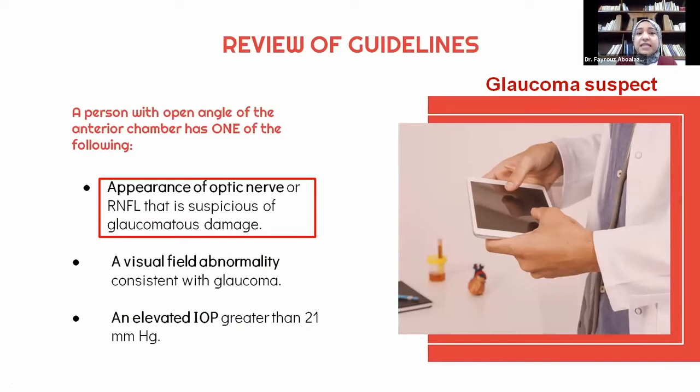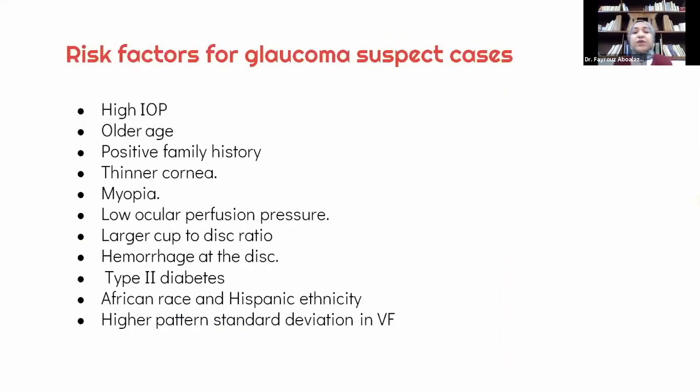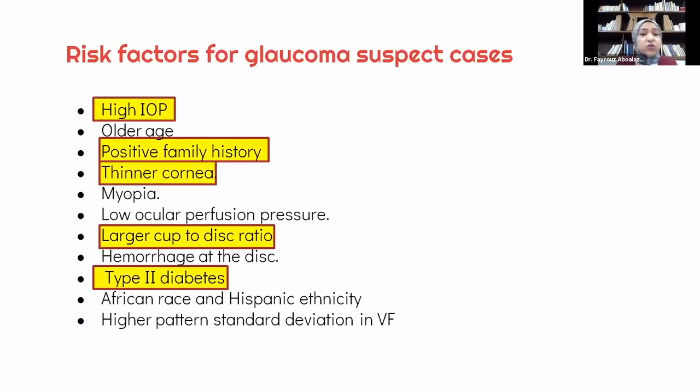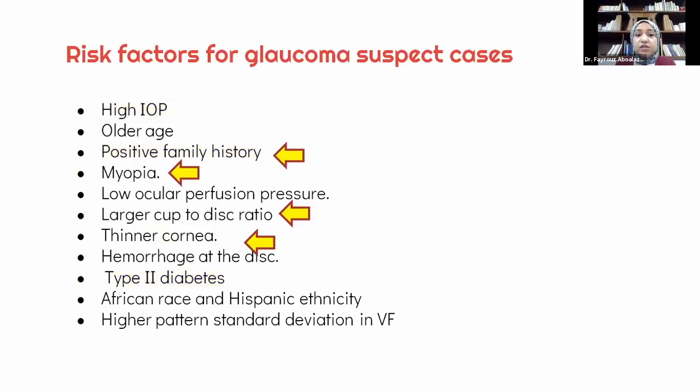And I listed many of the risk factors for a glaucoma suspect patient to develop primary open angle glaucoma, the most important of which were high intraocular pressure, positive family history, thinner cornea, myopia, large cup to disc ratio, and type 2 diabetes. And in our patient, he has a positive family history of glaucoma. He is myopic because he did LASIK for myopia, and he has a large cup to disc ratio and thin cornea.